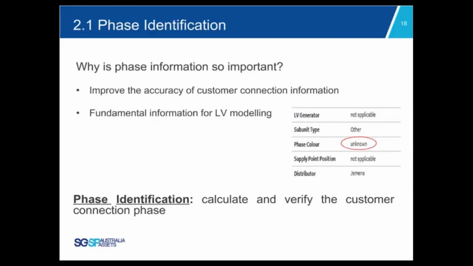Phase information is also important for three-phase LV networks. Because phase information is not recorded or is recorded incorrectly in GIS, and verifying the phase information by site visit is time-consuming, since Australian LV circuits can run hundreds of meters from a distribution transformer, a desktop solution should be provided. So here, the phase identification model is to calculate and verify the customer connection phase.